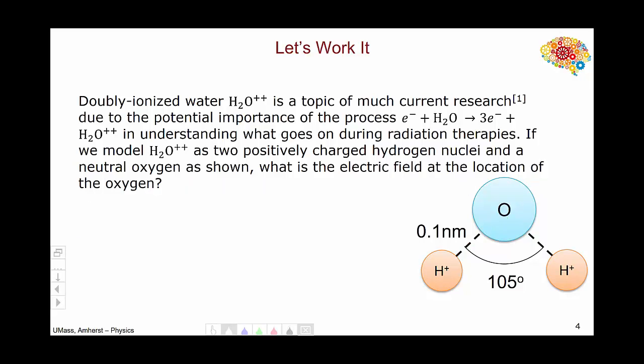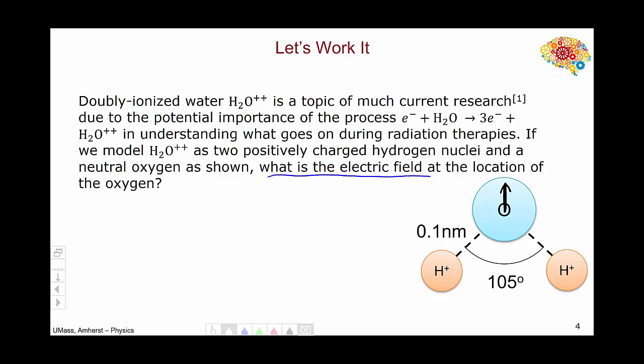Now that we know that the electric field at the location of the oxygen atom is going to point straight up, we can move on to our main problem, which is what actually is the electric field at the location of that oxygen atom? So, again, as we discussed in class, the first thing we're going to do before we jump into any numbers or formulae is to think about the problem and do the physics. We're trying to separate the physics and the math.